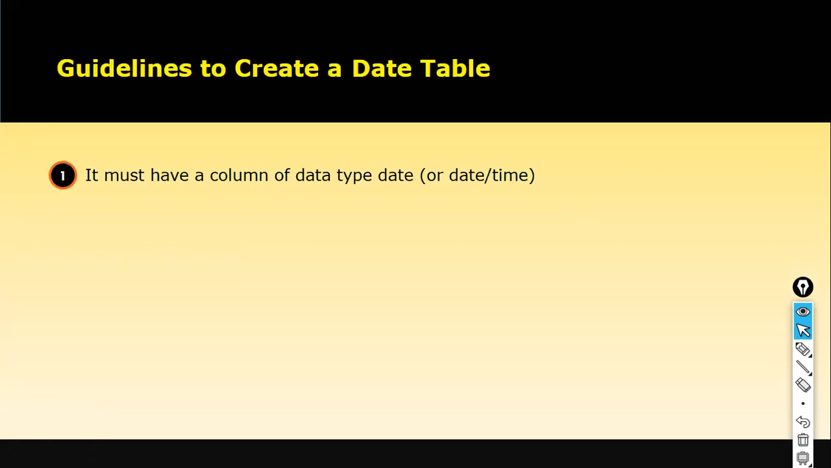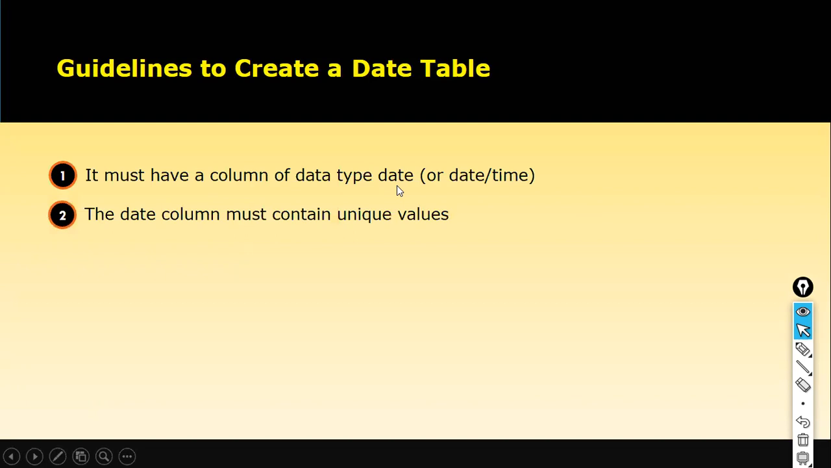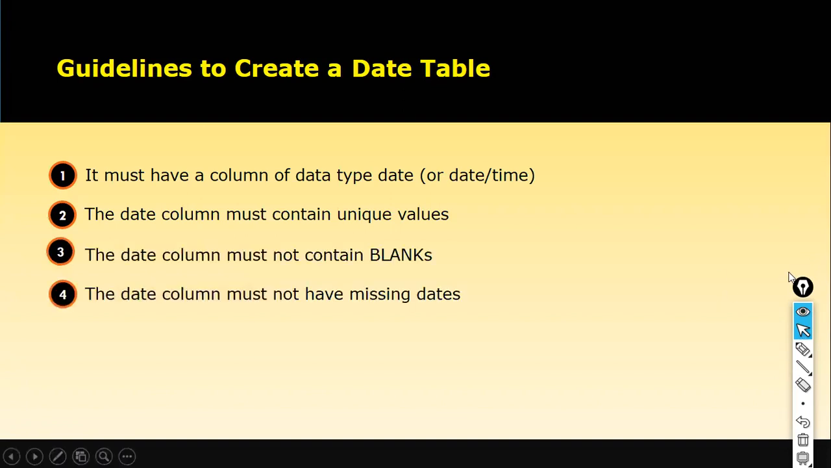And what are the guidelines to create a table? The date table should have a date column, and it should be a date data type. The second one is the column should contain unique values. There should not be any duplicates in the date column. And you are not supposed to have any blank values. You're not supposed to store the dates by skipping some dates.